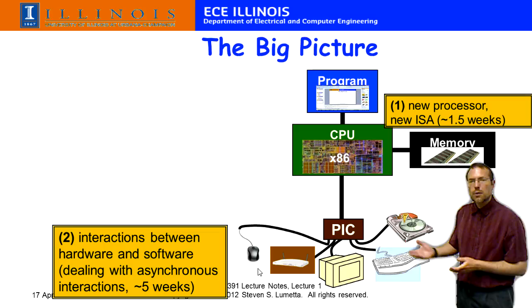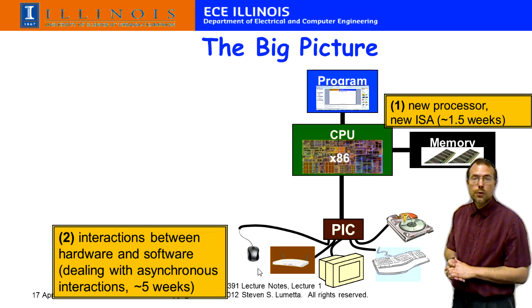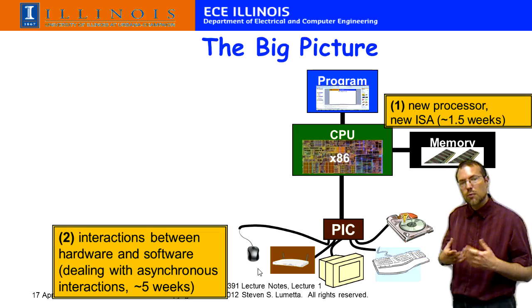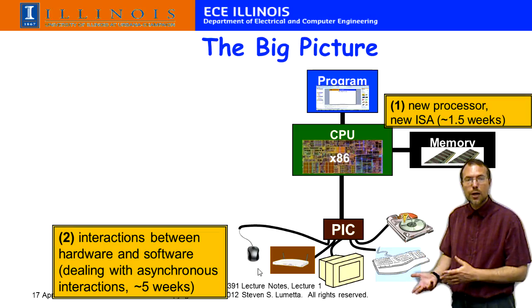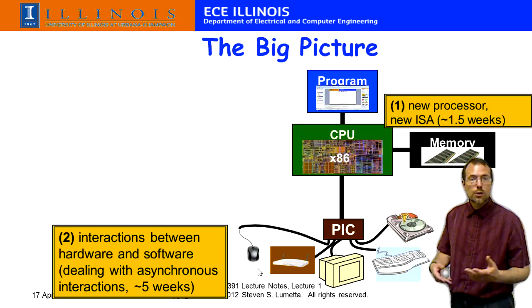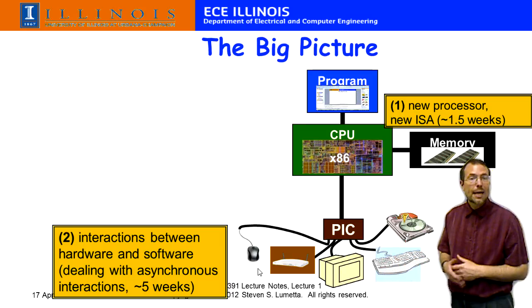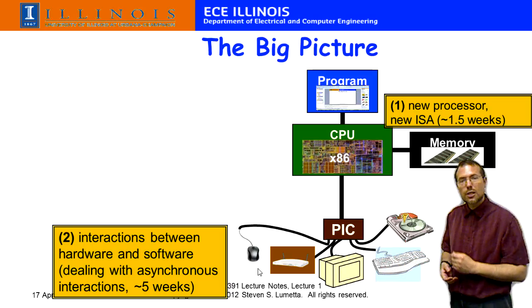We'll move on. We will talk about the interactions between hardware and software. In particular, we want you to understand how you deal with the asynchronous interactions between the hardware, things like keyboards, monitors, disk drives, mice, and the software running on the processor. That's usually through something called a programmable interrupt controller.